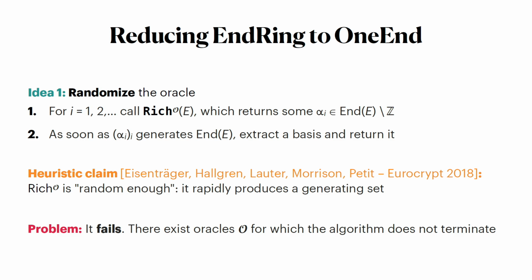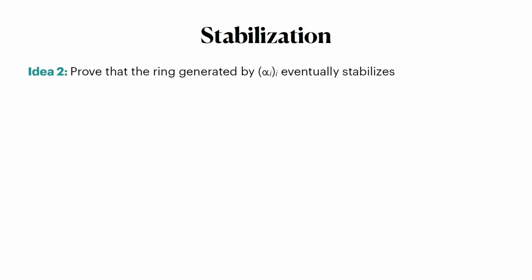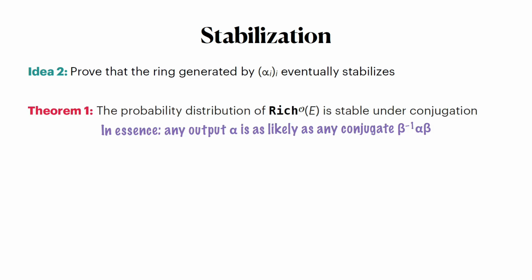And the other idea consists in saying, sure, it's not going to terminate. You're never going to get a generating set of the whole thing. But surely at some point it stabilizes. You're going to find a generating set of something, after which point you're never going to find anything new. And we want to understand how it stabilizes. So we prove two theorems. The first is about the behavior of the oracle. The oracle spits out a random endomorphism, and we want to understand its probability distribution.